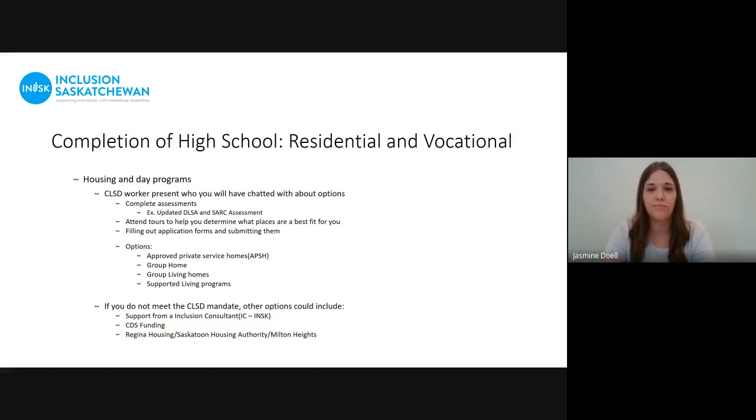fit for the individual. And if you do not meet CLSD mandate, there are other options, which could include getting support from an inclusion consultant to discuss your options. There's also CDS funding, which can be used if there's an unmet need. There are also other potential options for affordable housing, such as Regina Housing or the Saskatchewan Housing Authority or Milton Heights. There are other ones too.